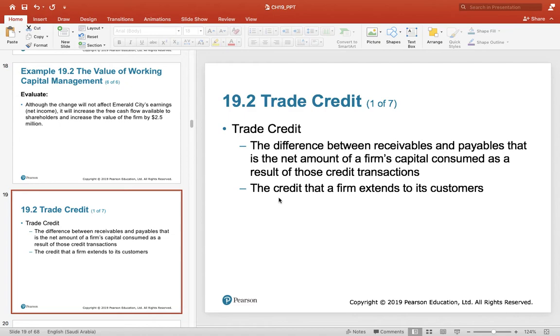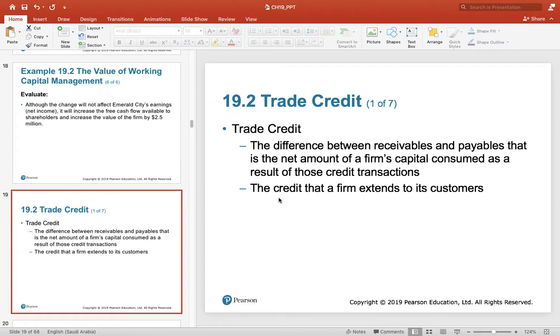Now we will go to the second section, that is trade credit. Trade credit is the difference between receivables and payables, that is the net amount of the firm's capital consumed as a result of credit transactions. You see, dear students, every business house gets some credit from its suppliers in the name of accounts payable. Similarly, it also allows credit to its customers in the name of accounts receivable.